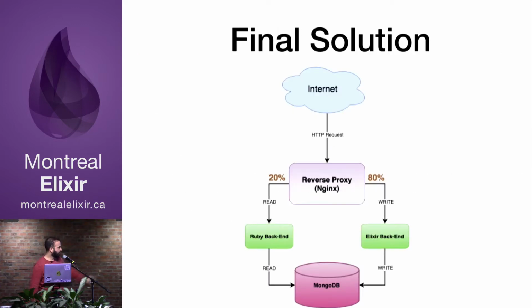This is the final solution. Basically, when a request comes from the internet, it passes through a reverse proxy. If it's a post to update the user profile, it goes to Elixir. Everything else goes to the old Ruby on Rails API.